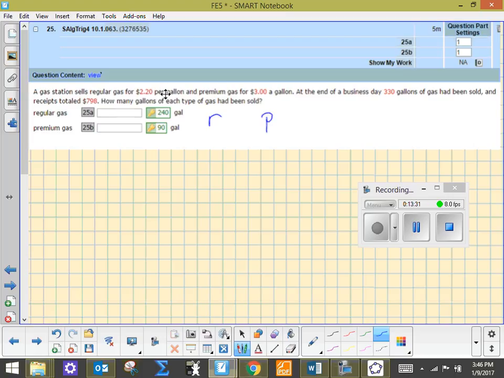Okay, regular gas is $2.20. Premium gas is $3. That should total then $798. It also says that regular gas by the gallon plus premium gas by the gallon, I should have sold 330 gallons of that. Okay. Now use whatever system you want to, technique you want to, elimination, substitution, matrices, whatever, to solve that. You should end up with those two results if you do this problem.